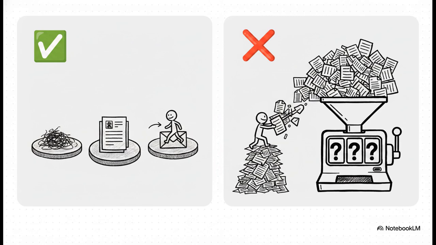So let's pull all this together into a real example. Good usage looks like this: a series of small, controlled steps. Turn your messy notes into a structured summary. Then use that summary to draft an email. Then run one last prompt to refine the tone. Bad usage? That's just dumping 200 pages of text and saying, analyze this and give me the final answer. See the difference? One is a professional process, the other is a lottery ticket.